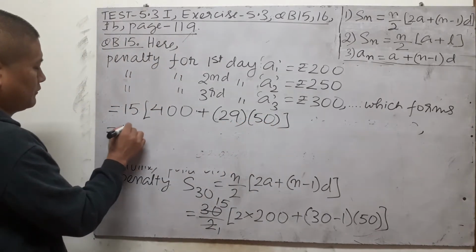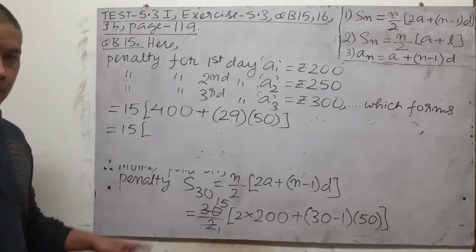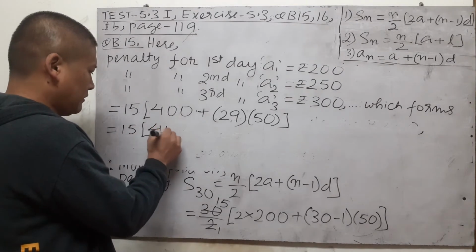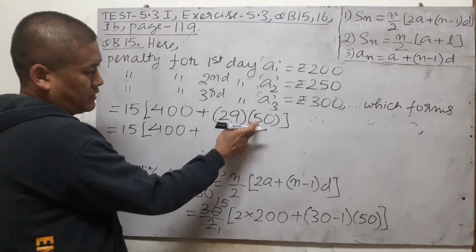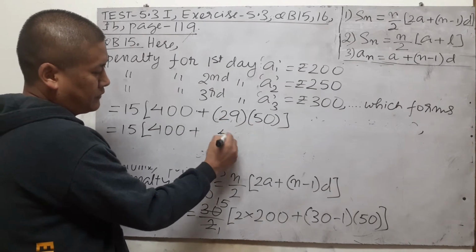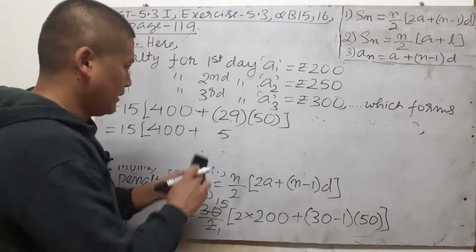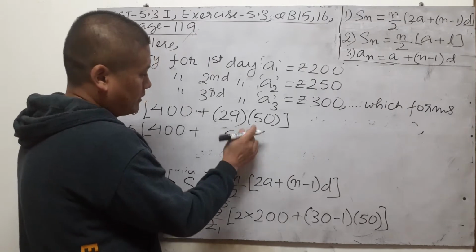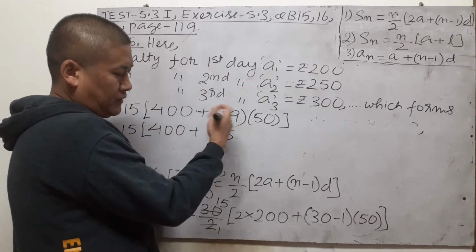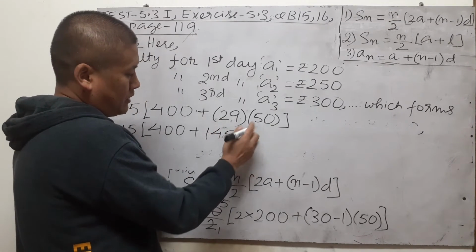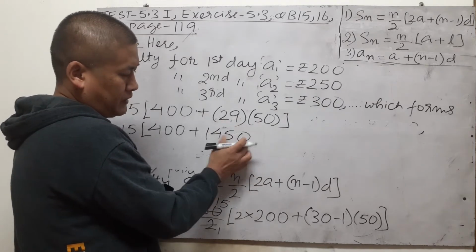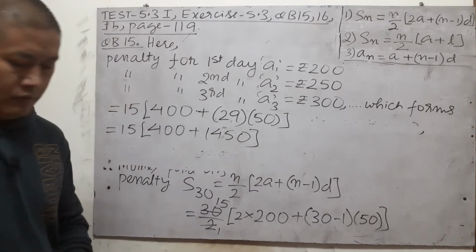So here they will give you 15 into this one here, 400 plus, you can just multiply here itself. 5 9s are 45, write the 5 and 4 in hand. 5 2s are 10 plus 4 is 14, and 1 0. So 29 into 50 is, in other words, 1450.